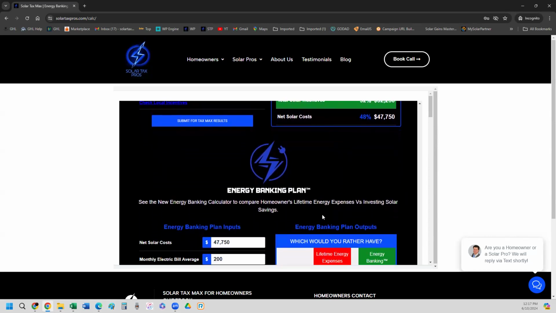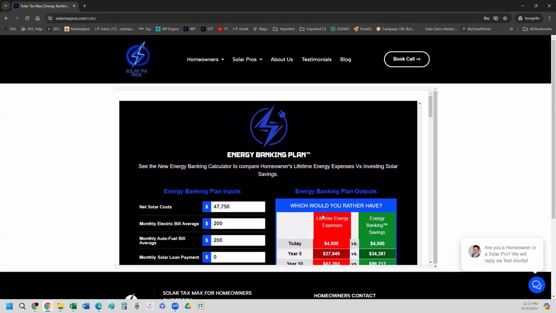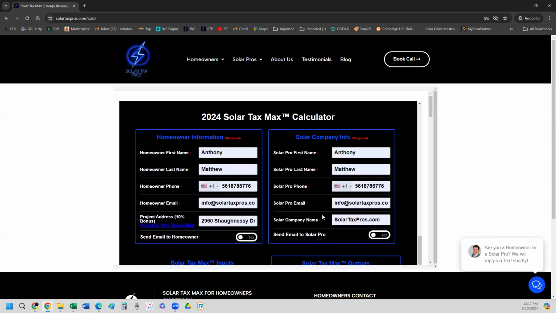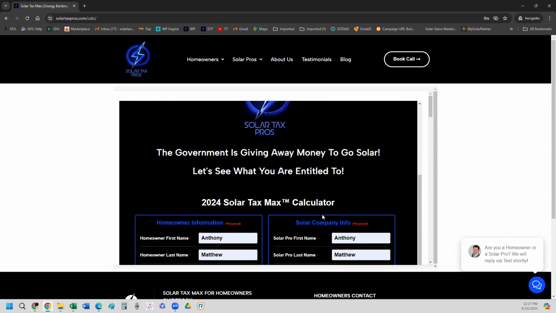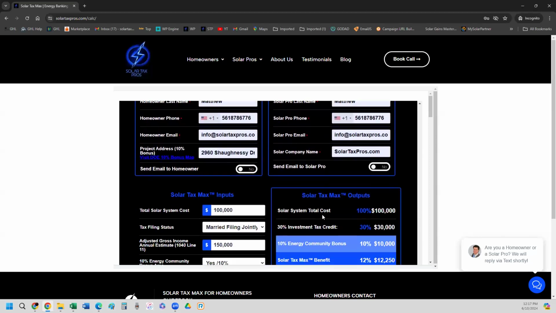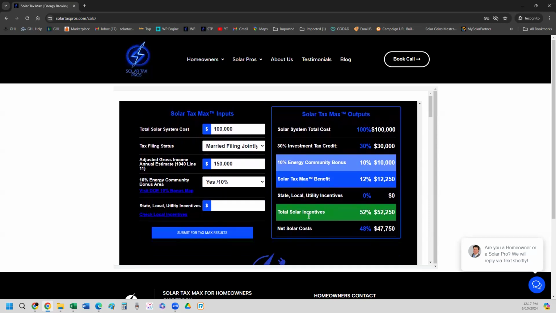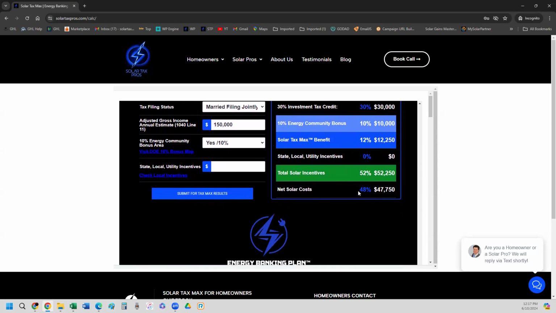So now let me show you the energy banking portion. First you'd show this to the homeowner. Mr. Homeowner, look, I work with a company called Solar Tax Pros. They're the industry leader. We're going to help you make sure you get all your solar incentives back. They're a tax and accounting firm. And so this is what you're entitled to. Isn't that amazing? We can get you 50% of your project costs reimbursed back to you. So your net solar cost in this example will only be 47,000.